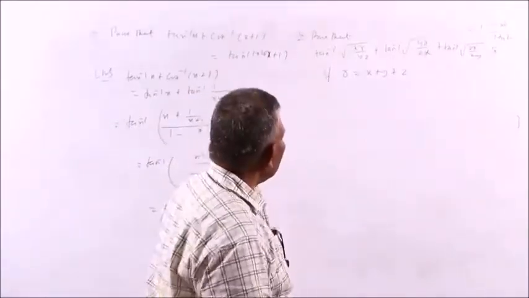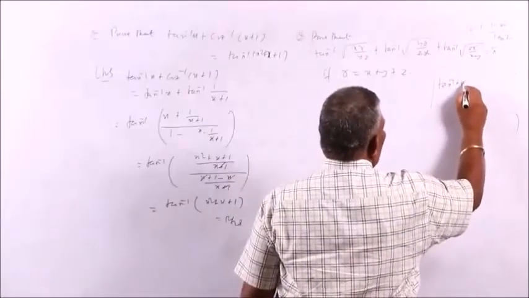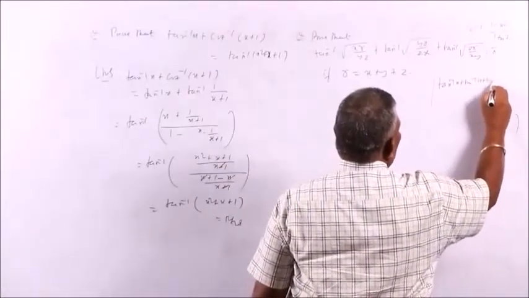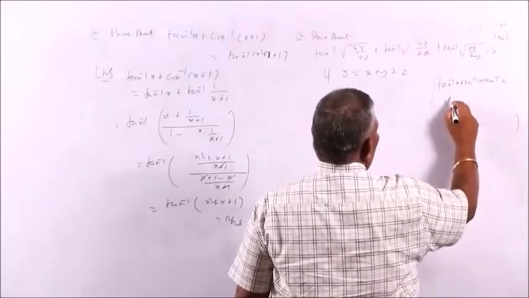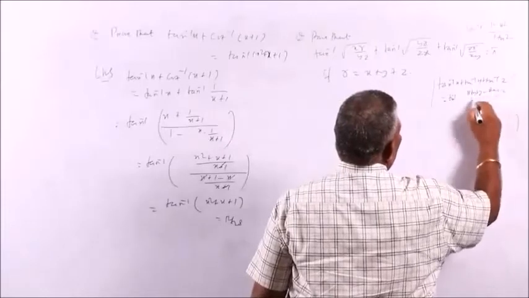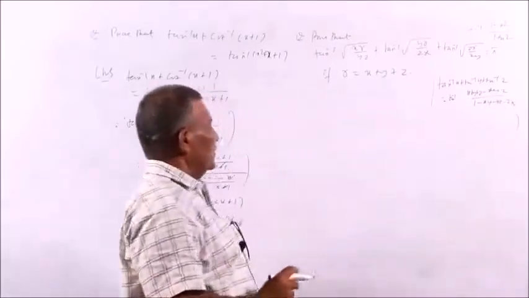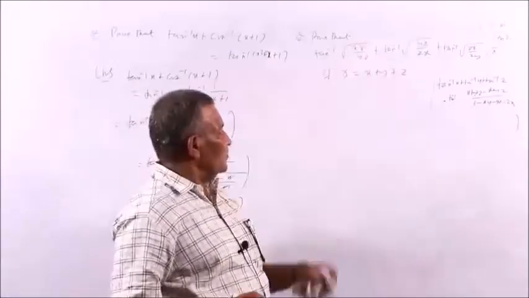We have the formula, which I have told, tan inverse x plus tan inverse y plus tan inverse z equals tan inverse of x plus y plus z minus xyz, whole divided by 1 minus xy minus yz minus zx. So in place of x we can take the first term.